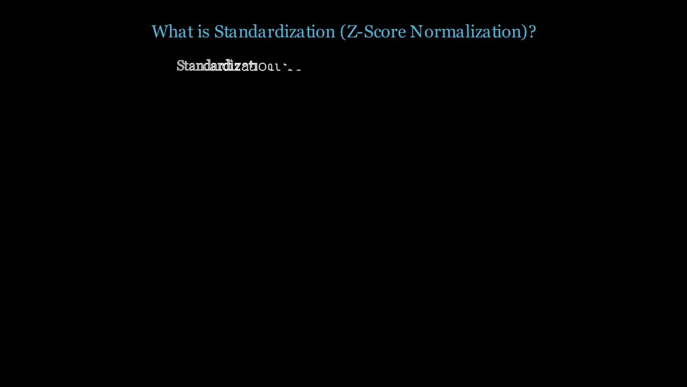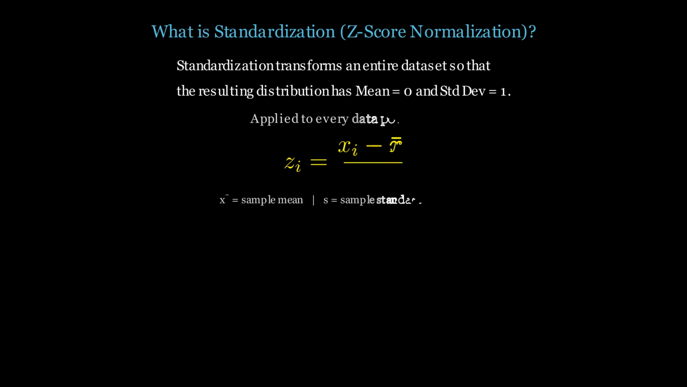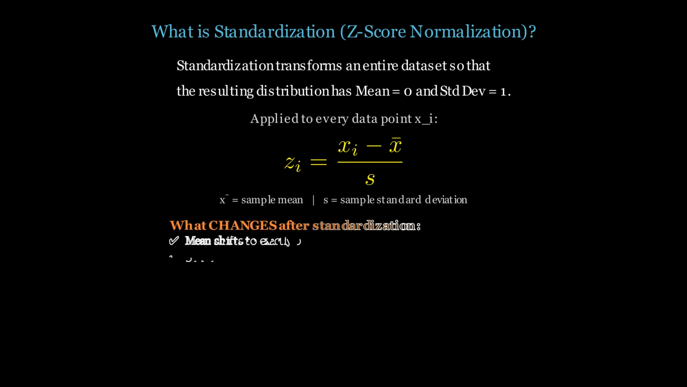Standardization, also called z-score normalization, is the process of applying the z-score formula to every data point in your dataset simultaneously. The result is a transformed dataset where the mean is exactly 0 and the standard deviation is exactly 1. This is sometimes called the standard normal form or unit normal form. What changes after standardization? The mean shifts to 0. The standard deviation becomes 1. And all values are now expressed in standard deviation units.